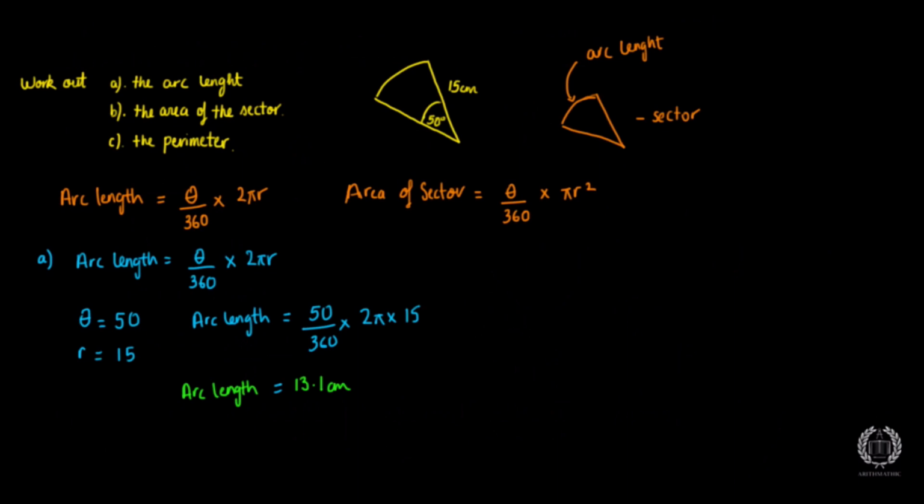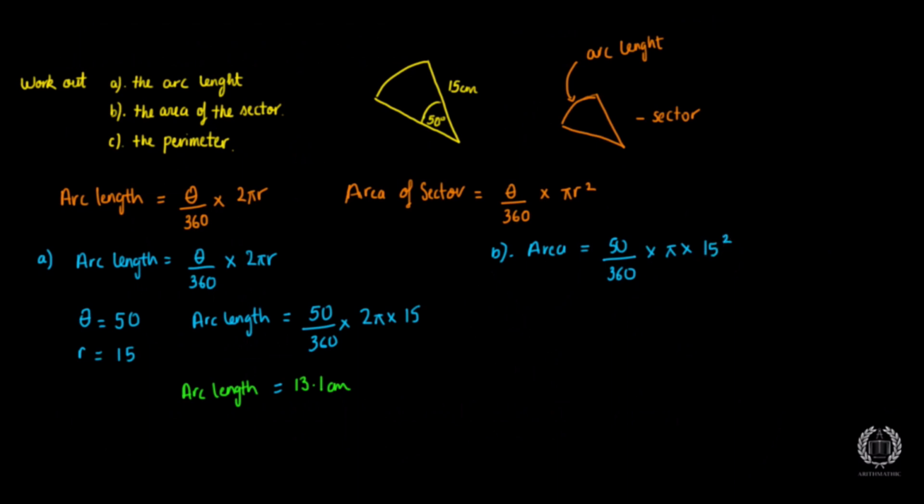Now, if we were to go for the area of sector for question B, I'm not going to write the formula again. It's right here on the top. So the area of sector is this, right? If I want to find the area of sector, I'll just put area. That's going to be equal to theta, which is 50, that's my angle, over 360 times pi times my radius. My radius is 15, but it's r squared, so 15 squared.